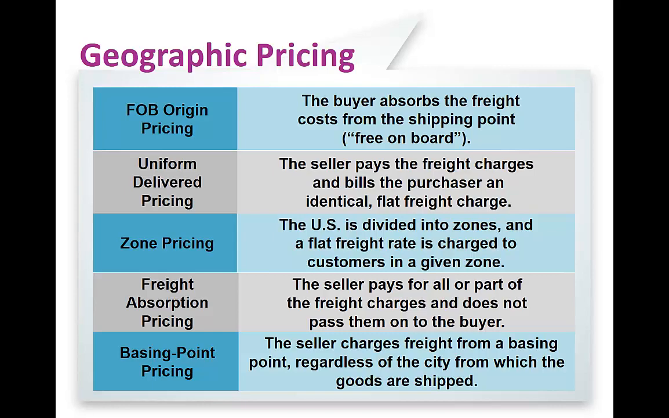Third, zone pricing. For example, the US is divided into zones and a flat freight rate is charged to customers in a given zone. We are familiar with this when we try to ship something from UPS or FedEx locations. The map of the US continent is divided into 4 different zones. The fourth is freight absorption pricing. The seller pays for all or part of the freight charges and does not pass them to the buyer. So, in other words, it's free shipping for buyers. Last is basing point pricing. The seller charges the freight from a basing point, regardless of the city from which the goods are shipped.